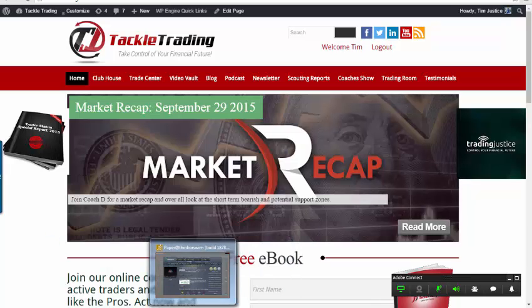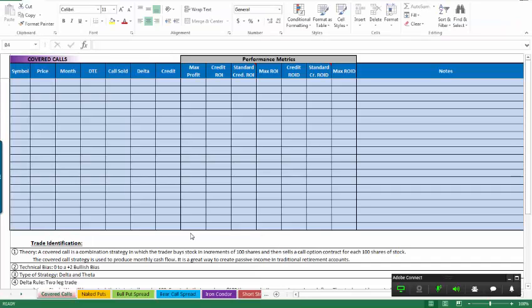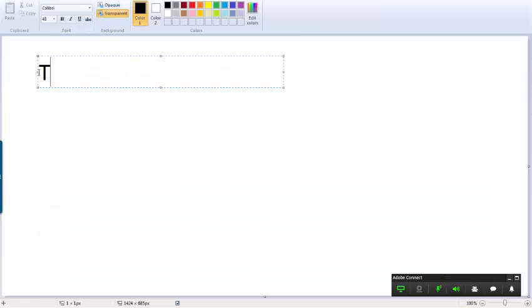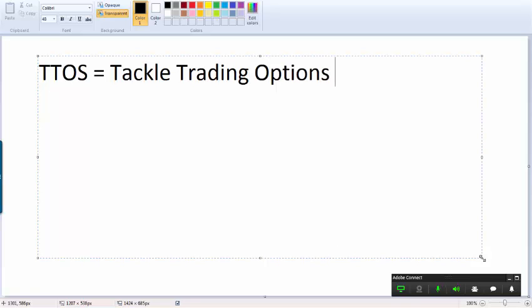First one is going to be the OPJS. No, actually, let's do TTOS V4. Now, what does TTOS V4 stand for? And you're going to have different versions of these over the years. And if I was more creative, I would have come up with a name. And actually, I didn't come up with a name on this one. This is Tackle Trading Options Spreadsheet. Fairly descriptive, right? TTOS, Tackle Trading Options Spreadsheet.